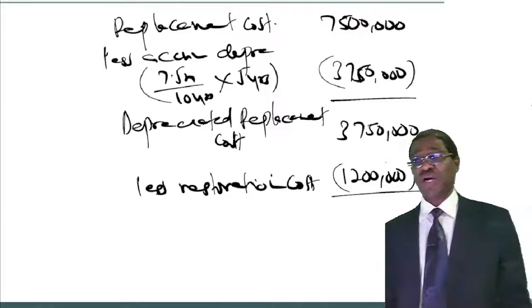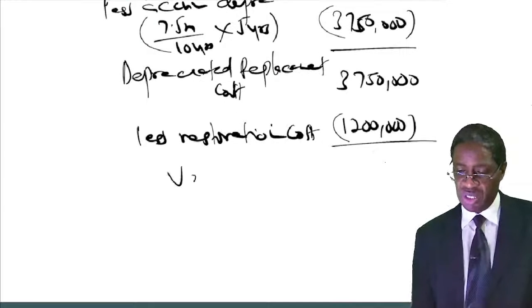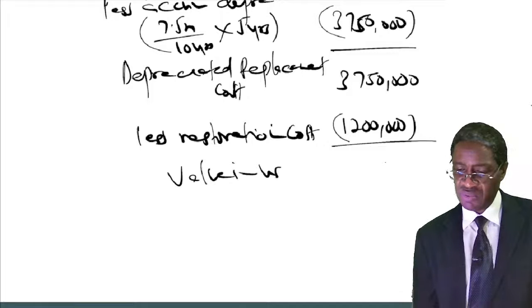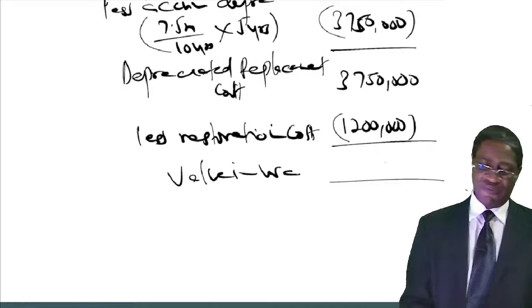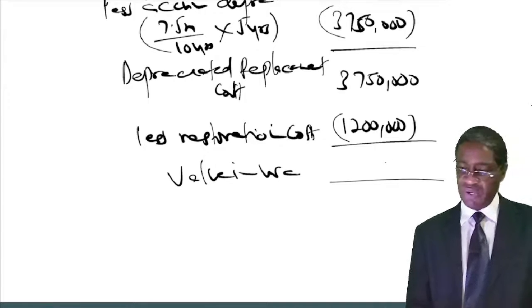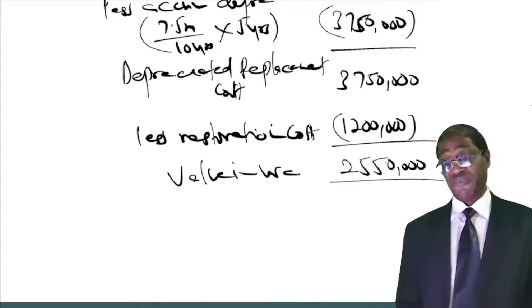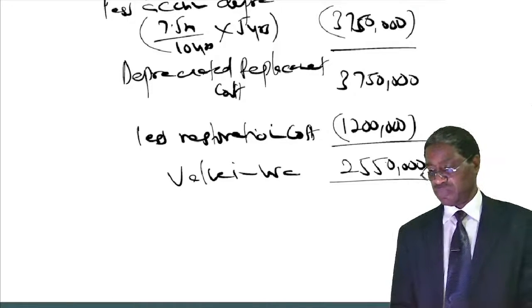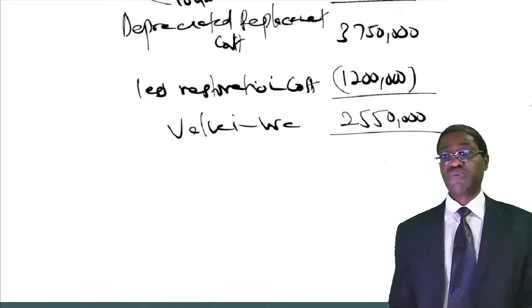That will leave me with what we are now calling value in use. This is value in use now. I take that 37.50 minus 1.2. I'm remaining with a value of 25.50. Then you put down below that.